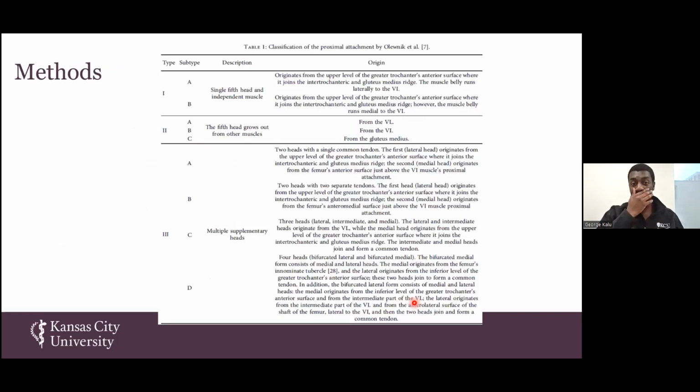So this is what Olunek's classification system looked like. It was grouped into 3 subtypes. The first type, type 1, indicated a single 5th muscle that was independent. Type 2 was a 5th muscle that grew out from other muscles. And then type 3 was where we had multiple supplementary heads, so 2 heads or more.